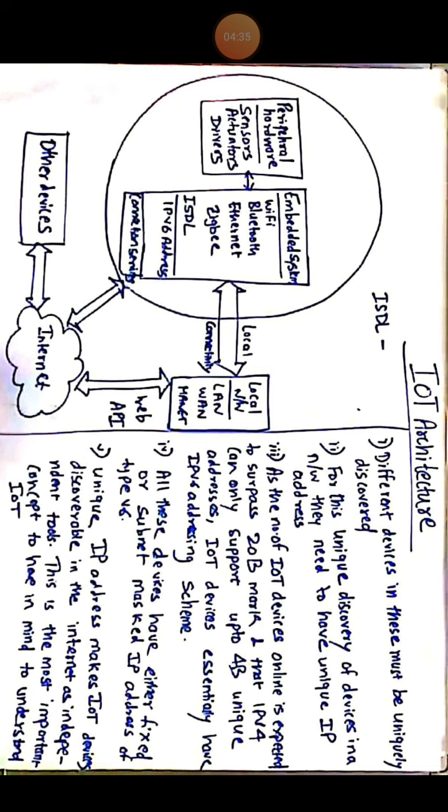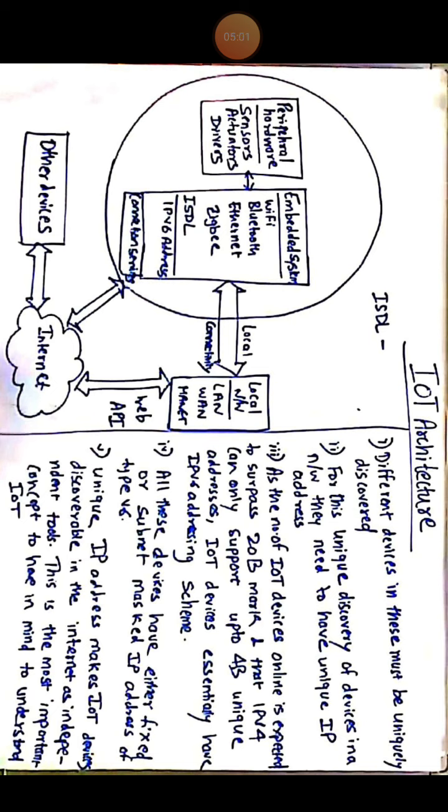Now see the first point: different devices in this must be uniquely discovered. As we all know, in cloud computing or IoT, you can see a lot of devices are connected to it. So every device needs a unique address. So here different devices must have a unique discovery. They must have a unique IP address and all.